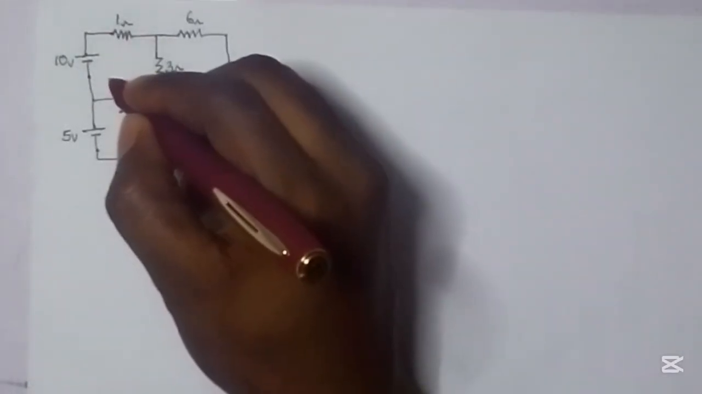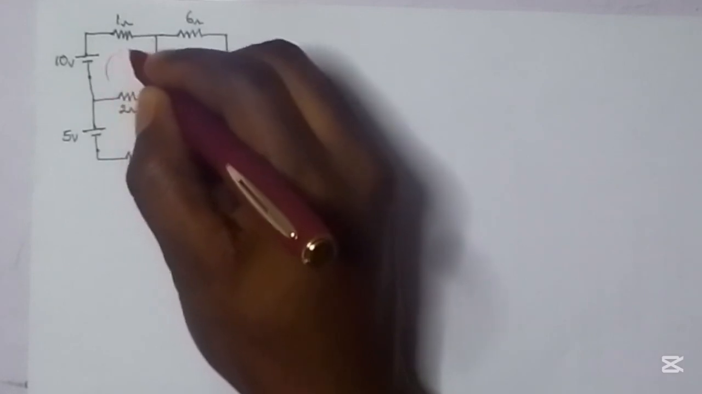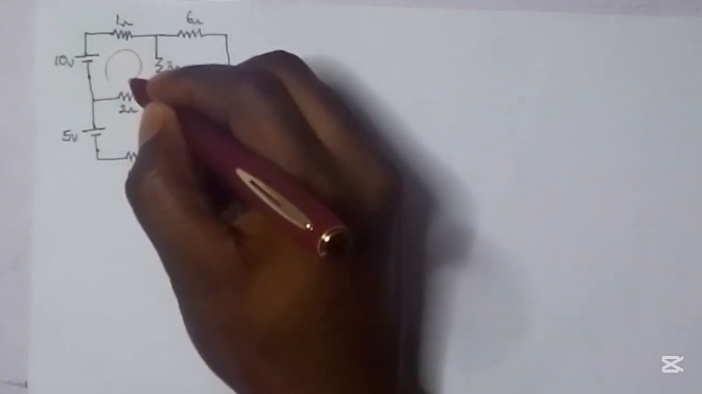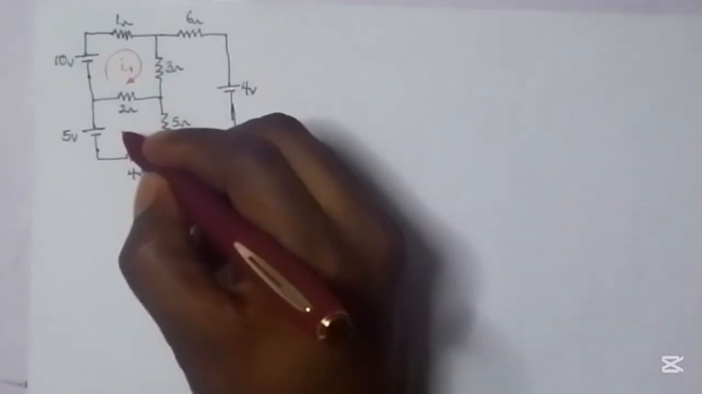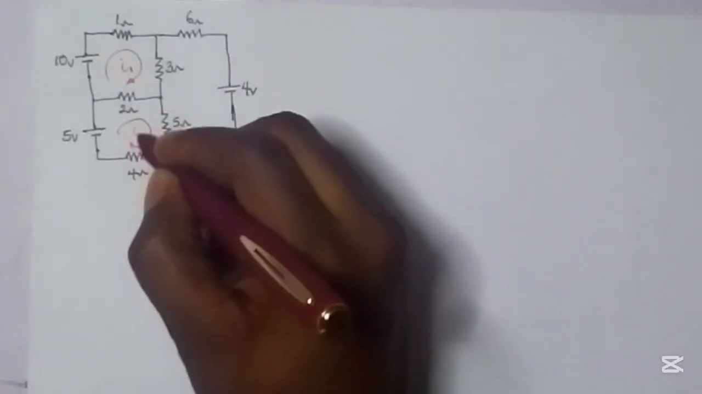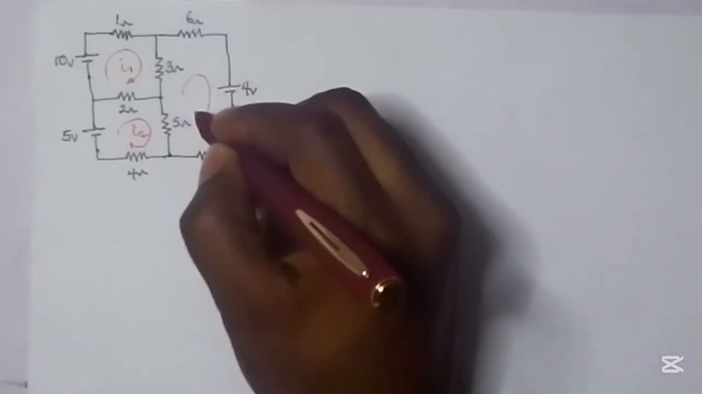So for the first mesh, I'm assigning my mesh current. I call this one I1, I call this second one here I2, and the third one here is I3. So with this in mind, I can then move further.